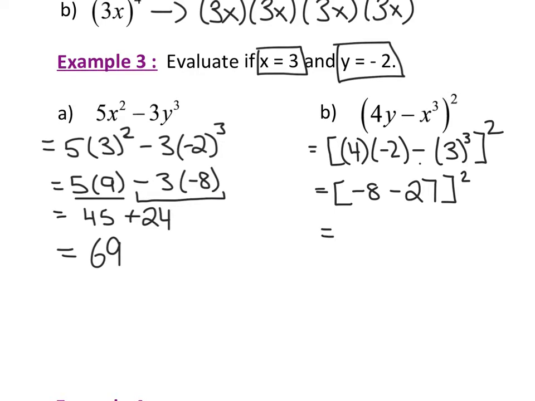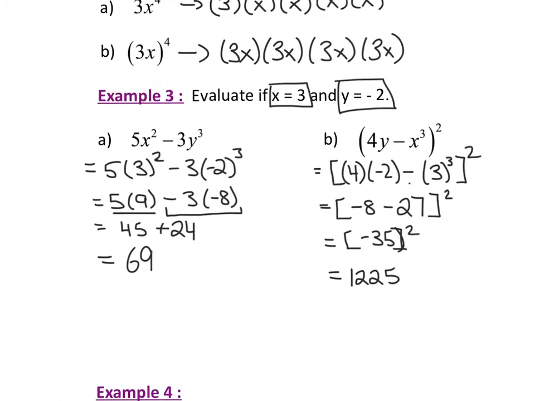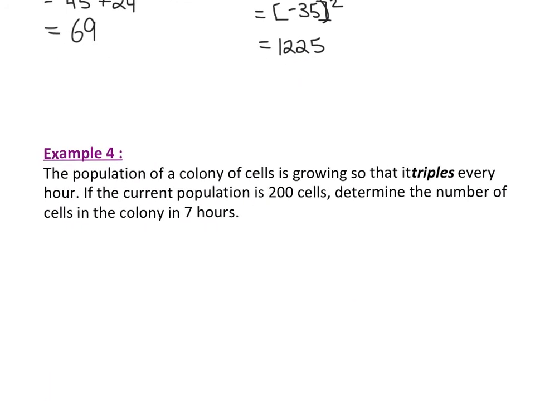So I get negative 8 subtract 27, which is negative 35, and negative 35 to the exponent of 2 gives us a value of 1,225, which, by looking at it, a lot of you guys did fairly well on. Are there any questions about what I did here? Is anybody confused about anything? No? Okay. Don't worry about example 4.